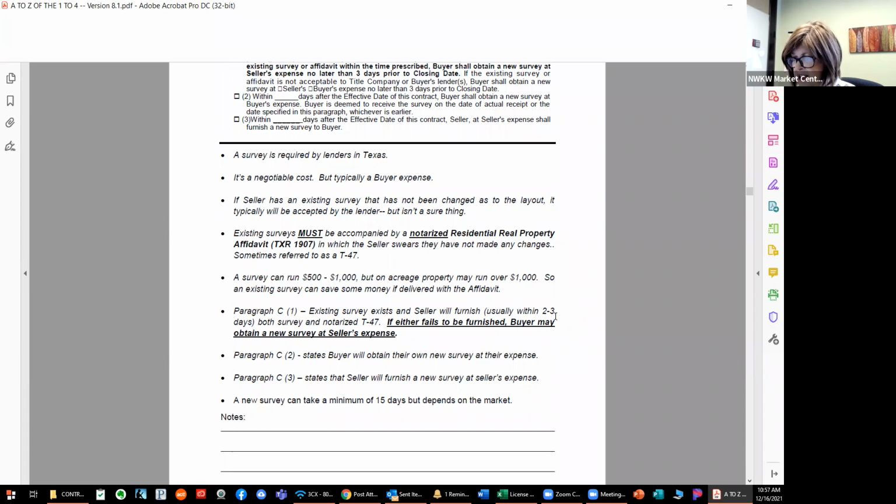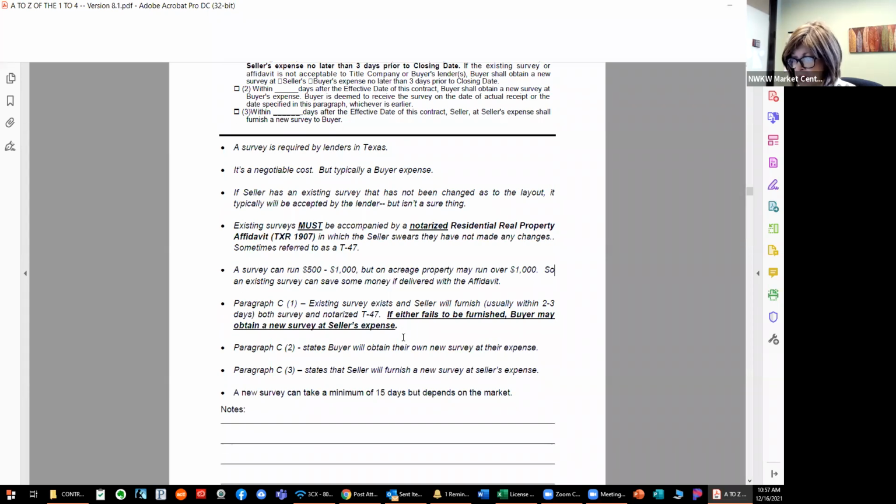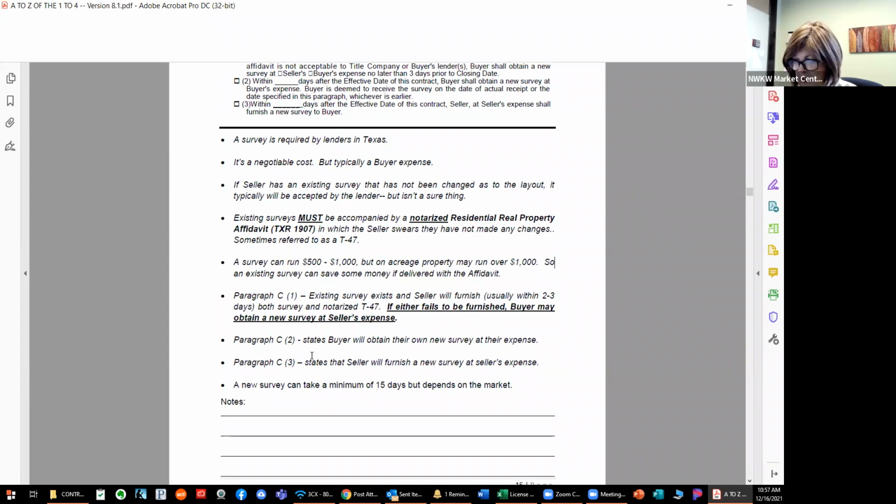Paragraph C, existing survey exists and seller will furnish, usually within 2 to 3 days, both survey and notarized T-47. If either fails to be furnished, buyer may obtain a new survey at seller's expense. Paragraph C2 states buyer will obtain their own new survey at their expense, or C3 states that seller will furnish a new survey at seller's expense.